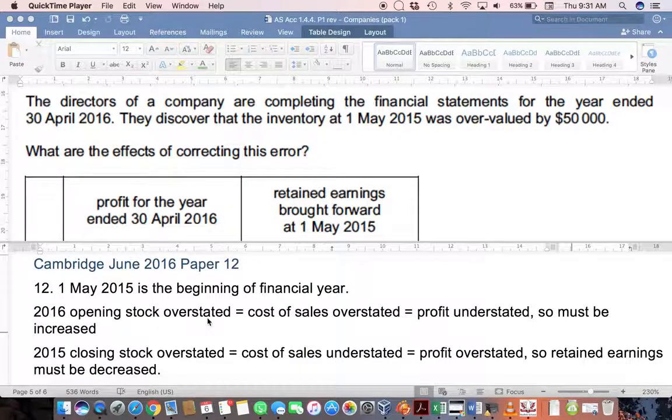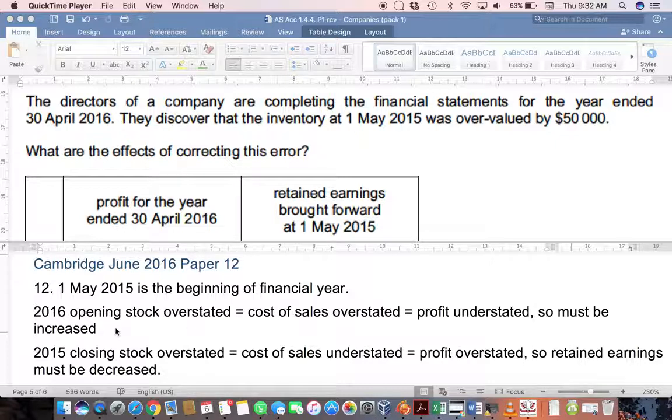If this year's opening stock is overstated by $50,000, it means we thought we started the year with more stock, which means that our cost of sales would be overstated, because remember that cost of sales, you would have added opening stock to this calculation, and it was too high. If your cost of sales is overstated, it means your profit would have been understated, which means you actually need to increase your profit for this year.